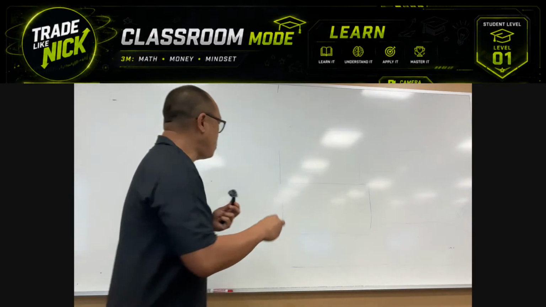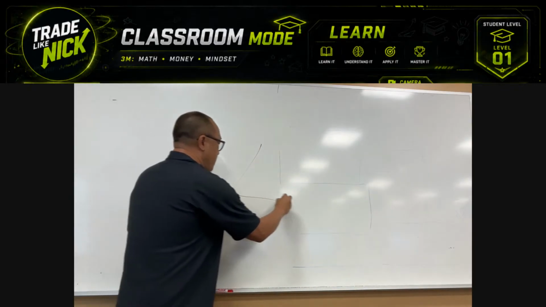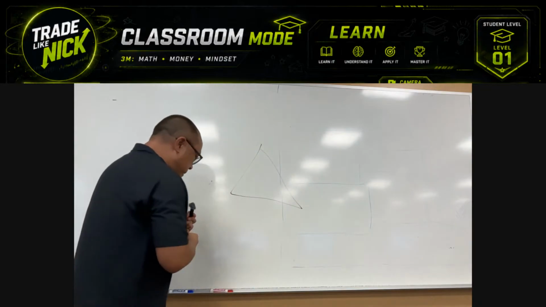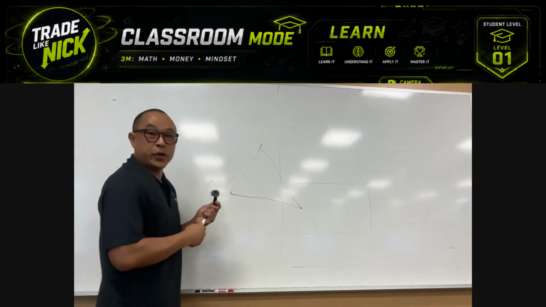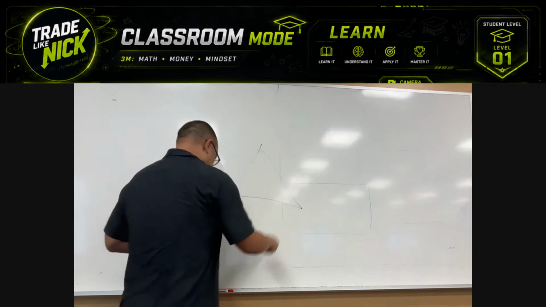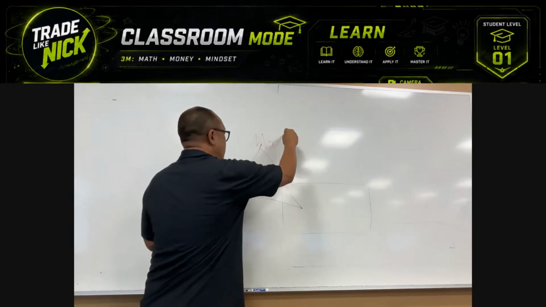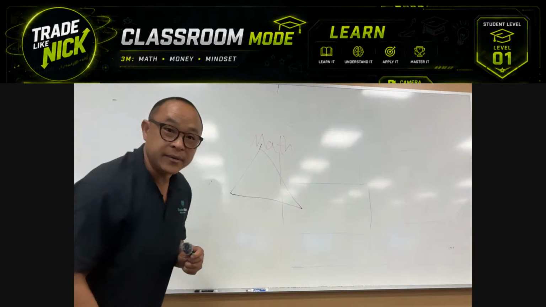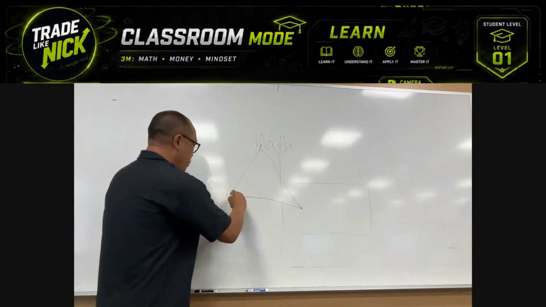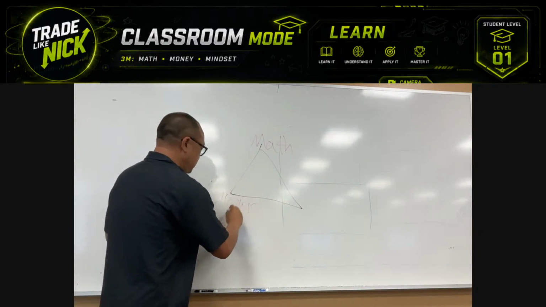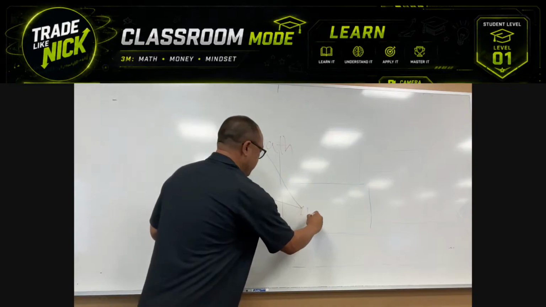Without this foundation, my method is based on 3 things. It's the math. I don't think you guys can really see that. The money, which is the risk management, and the mindset.